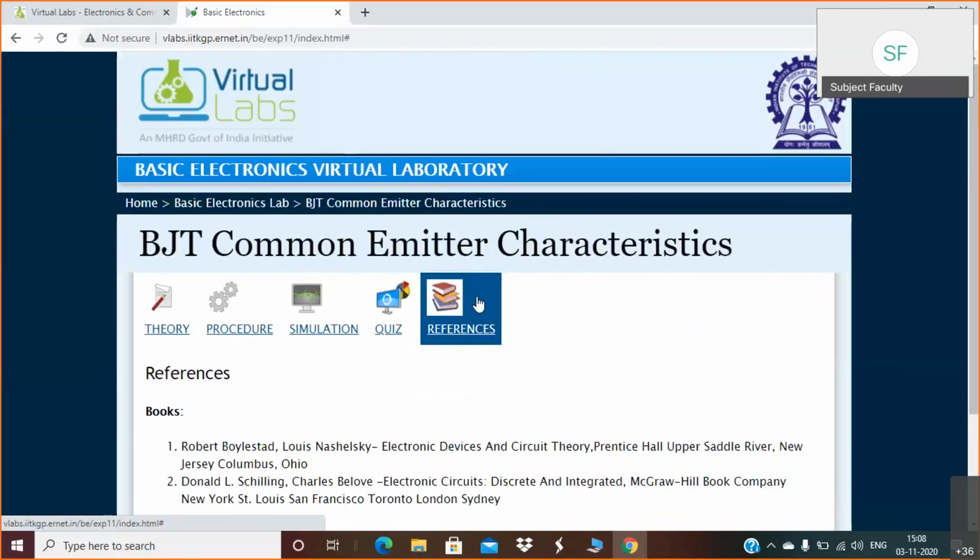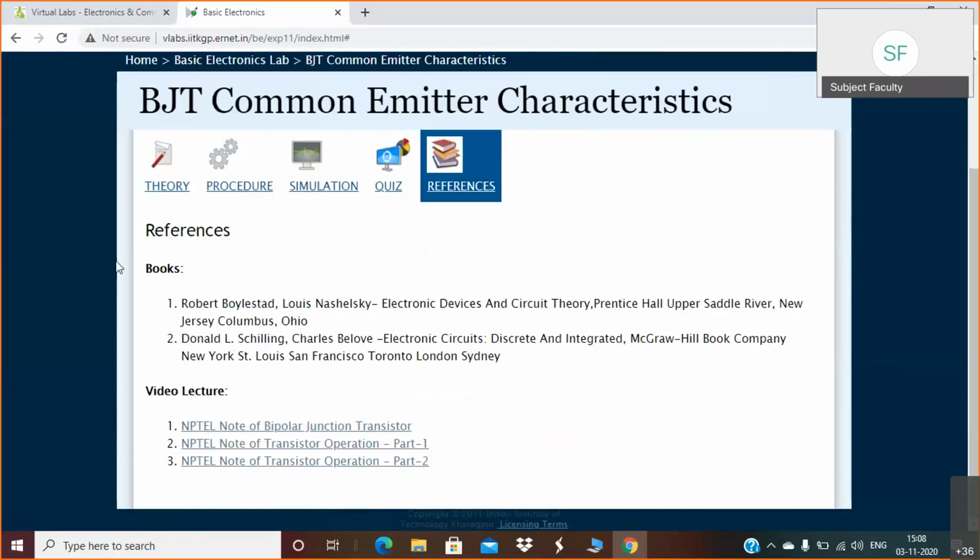In references, so references are also given. So you can observe few books are mentioned. Robert Boylestad's is quite a nice book. Then, if you have not understood this concept, you can also go to the video lectures. I will just see whether it is working or not. So I am going to the first NPTEL note of bipolar transistor.